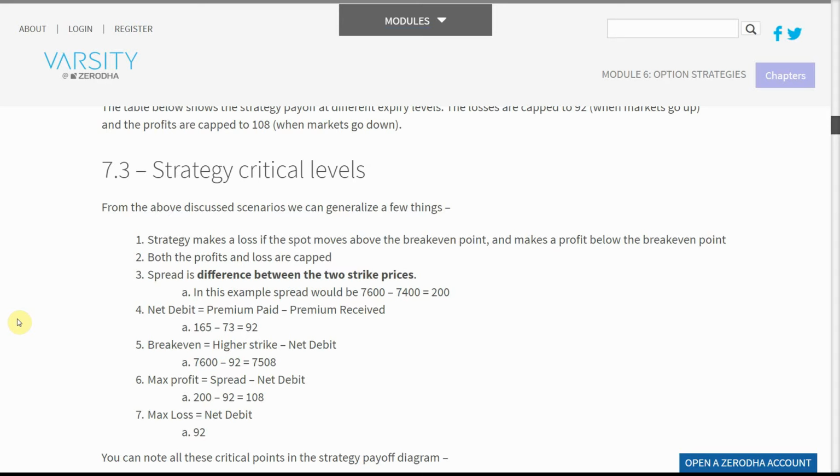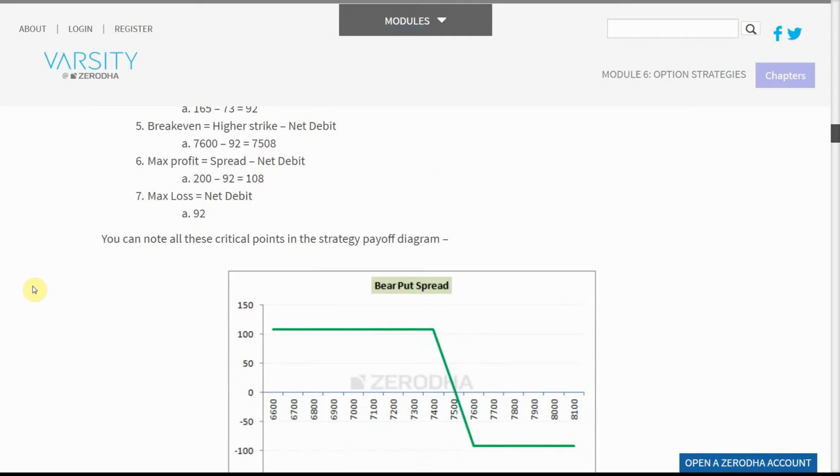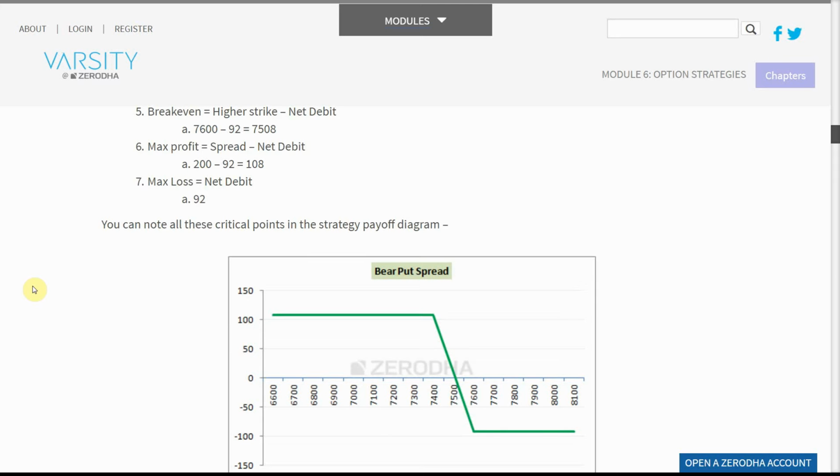Break-even equals higher strike minus net debit: 7,600 - 92 = 7,508. Max profit equals spread minus net debit: 200 - 92 = 108. Max loss equals net debit: 92. You can note all these critical points in the strategy payoff diagram.